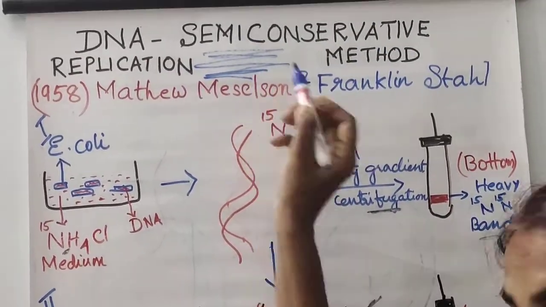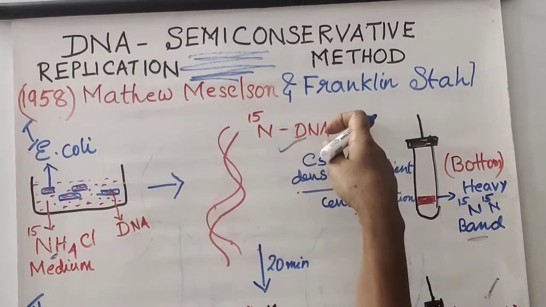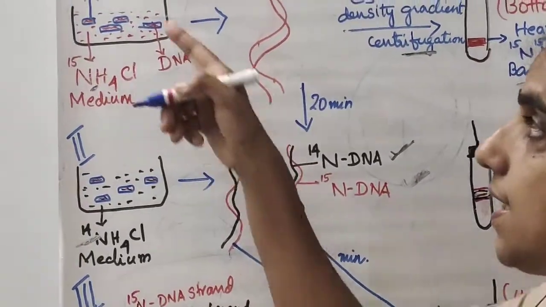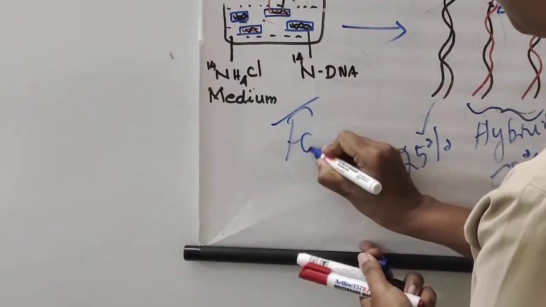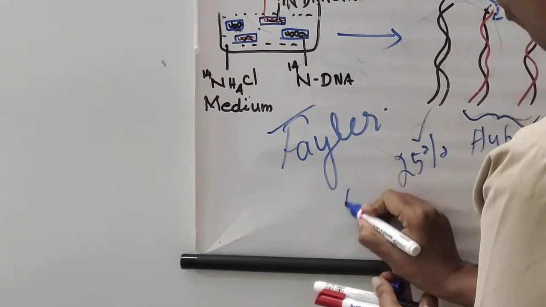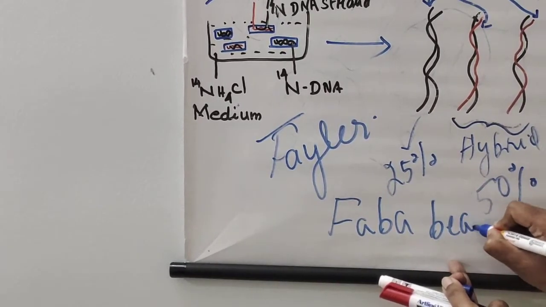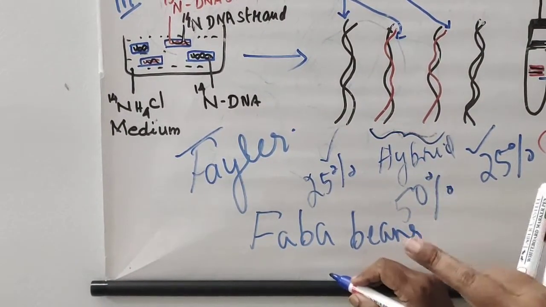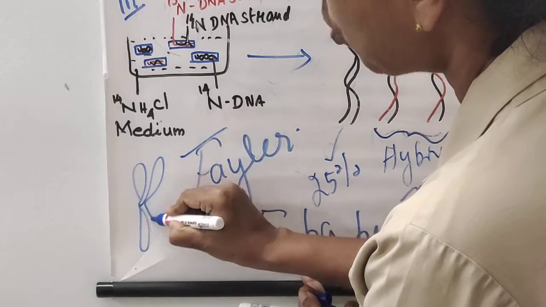And this experimental proof by Matthew Meselson and Franklin Stahl was again supported by another scientist in the same year. His name is Taylor, and his experimental material was faba beans. When he analyzed the faba beans and their chromosomal constitution, he could see that, suppose this is the chromosome.